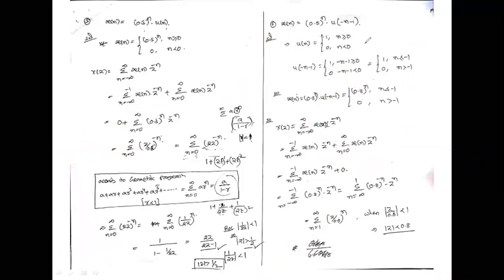Okay, and next one, x[n] is 0.5 whole power n u of minus n minus 1. u of minus n minus 1 is left sided, whereas a power n u[n] is right sided, nothing but towards the right-hand side. Right sided.